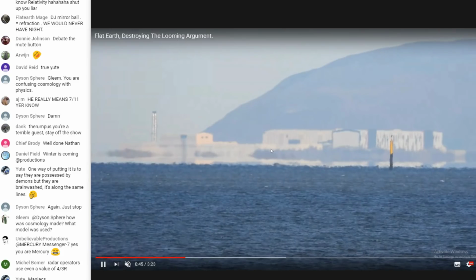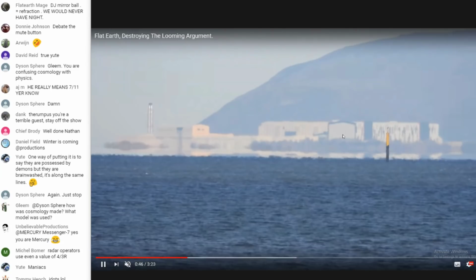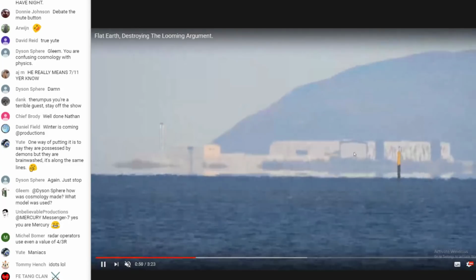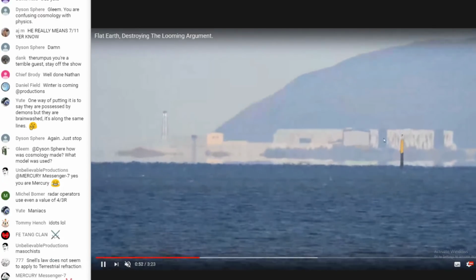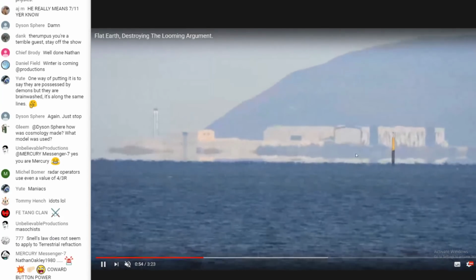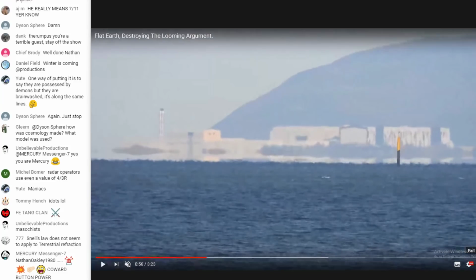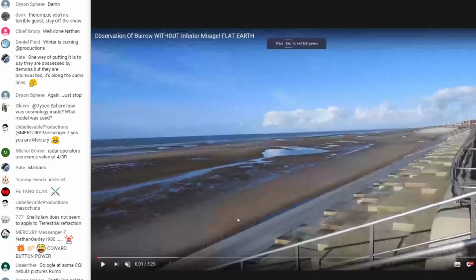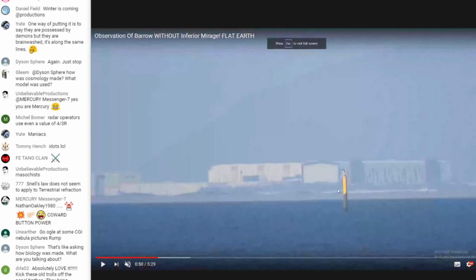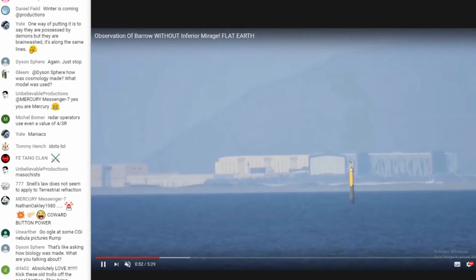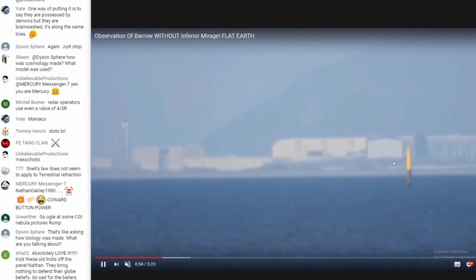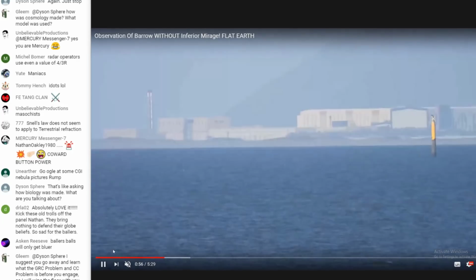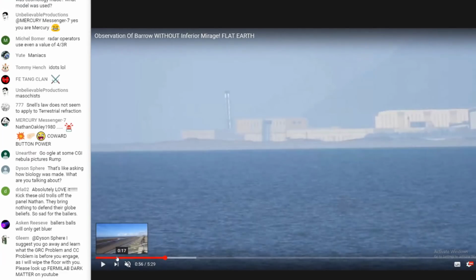Now, in their argument, when they see this Inferior Mirage, they say that this is the curvature of the Earth and the rest of it's looming up if we see it, right? So if it's being loomed up, when we look at the observation on a different day, which is here, and we zoom in, again, the post is in the foreground. It's in exactly the same height. It's not being loomed up, and yet we're able to see right into the buildings of Barrow.